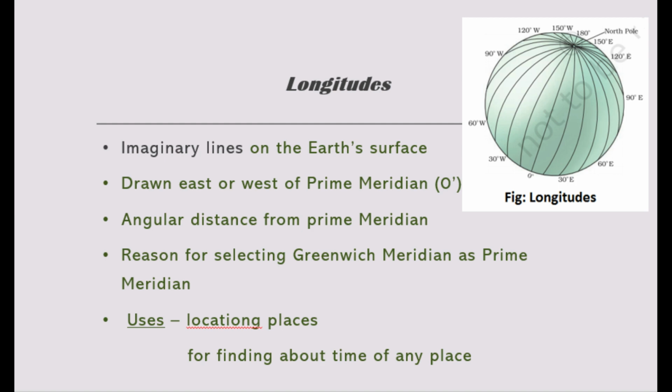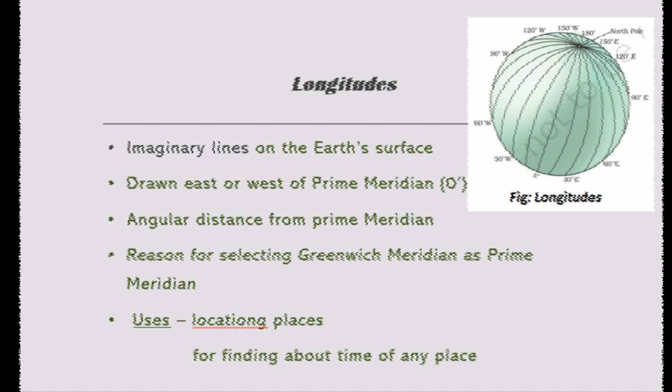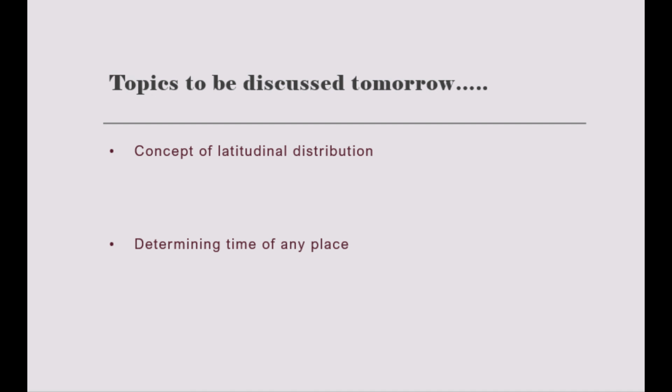Now let us move on to what are the uses of longitudes? Longitudes are used, like latitudes, for locating places east and west of the prime meridian, and they also help in determining the time of any place. Our next discussion will be the concept of latitudinal distribution, which is related to the concept of latitude, and then the extension of longitude in determining the time of any place.